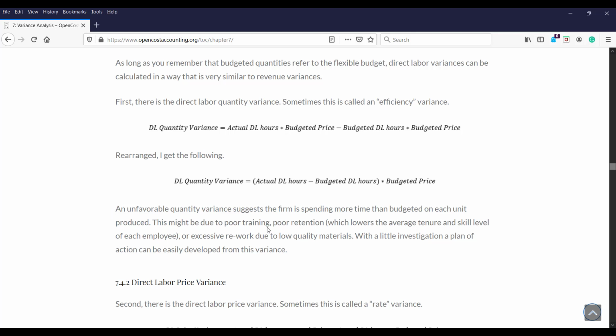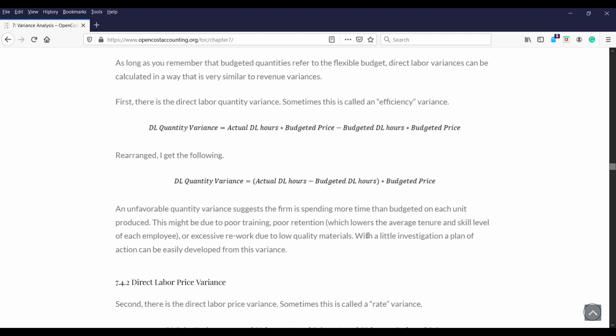So yeah, this is one option. We don't train them well enough, or their job has just become more complex than we expected. We have poor retention for some reason, that's also effectively reducing the training level of our average employee because the good ones are leaving, and/or we just have newer employees because the average tenure of the employees has reduced. It could be they have low quality materials. So here we have a material problem which is affecting direct labor.